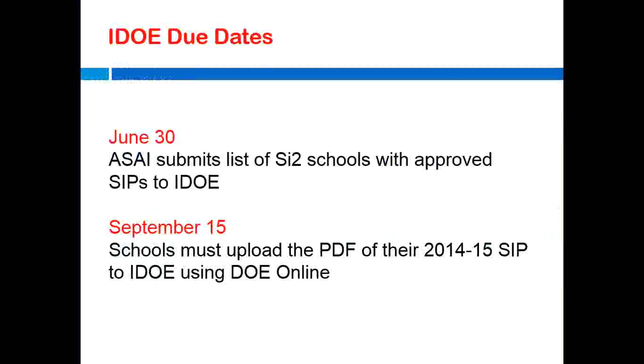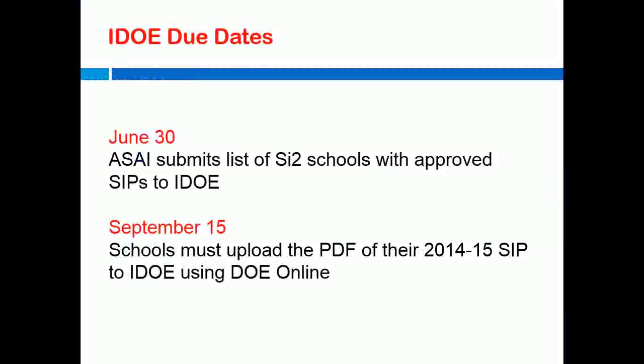By September 15th, schools should upload their PDF that represents their 2014-15 school improvement plan to the Indiana Department of Education using the DOE online system. The principals and superintendents are the school representatives that have access to the DOE online. So it will require that the principal upload the PDF of the school improvement plan. And again, you'll want to have that completed by the 15th of September.